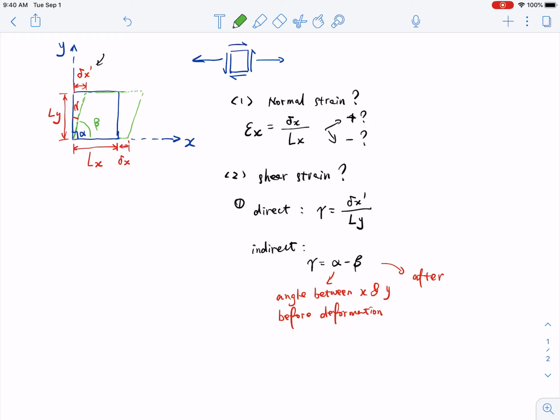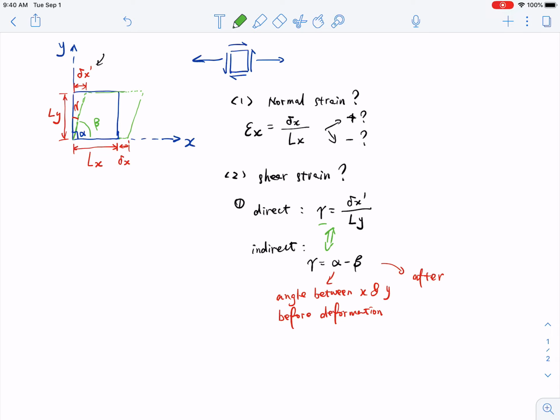So now let's see what happened here. These two should be equal to each other, right? You can see that gamma should be an angle, since gamma measures the change in the angle between the x and y axes. Is delta x prime over Ly an angle? Okay, this looks like it's not an angle. But how can we use delta x prime over Ly to denote the angle alpha minus beta?